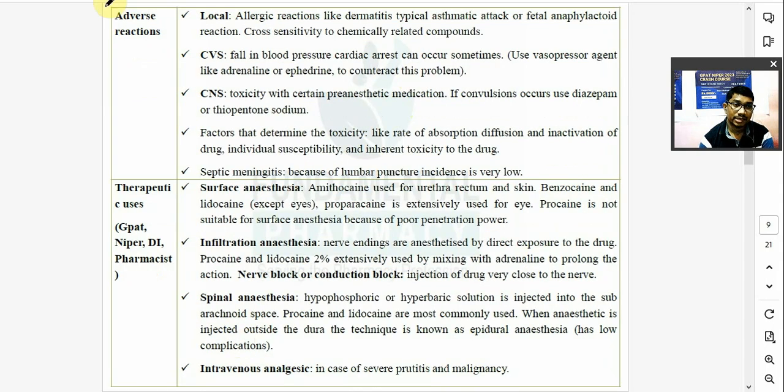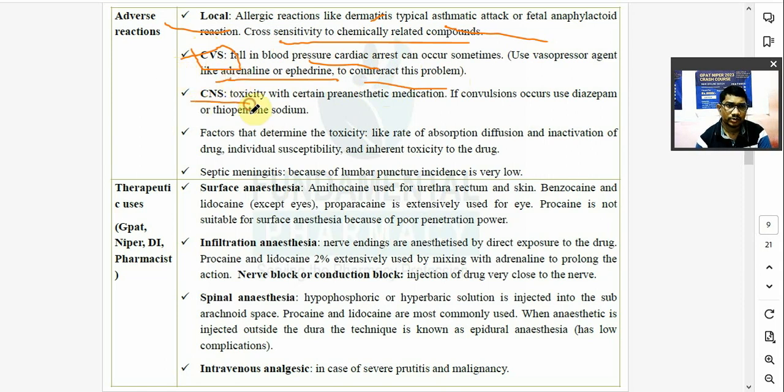So what will the adverse reactions be? Locally they can cause allergic reactions like dermatitis. They can produce asthmatic attacks or fatal anaphylactic reactions, and cause sensitivity to chemically related drugs. On the cardiovascular system, as they are cardiac suppressants, they will decrease the blood pressure and can cause cardiac arrest. Adrenaline or epinephrine can be used to counter this problem. If the local anesthetic depresses your heart, then you can use adrenaline.